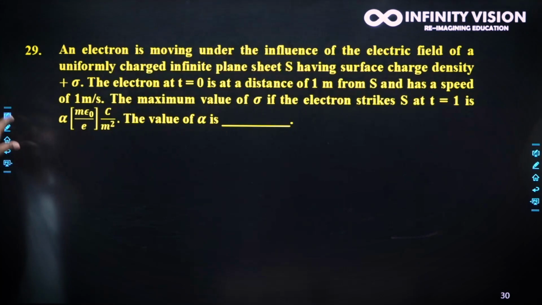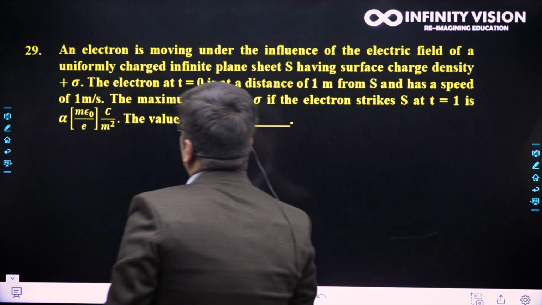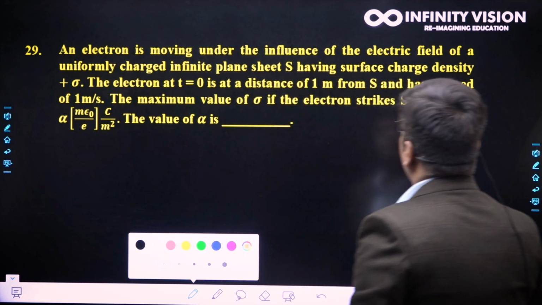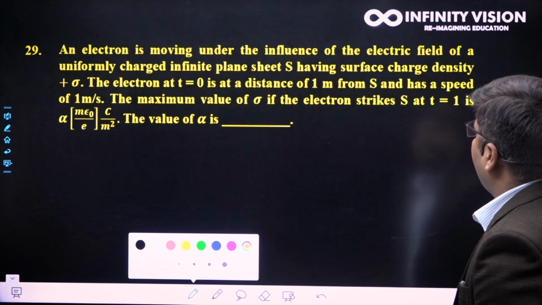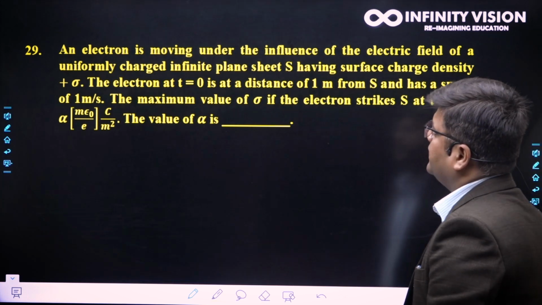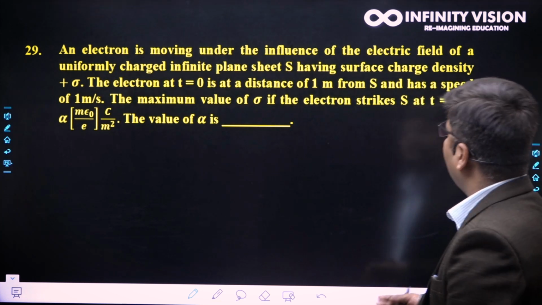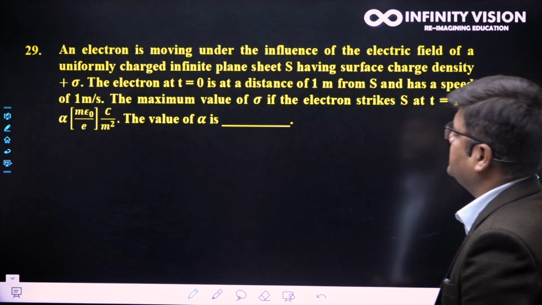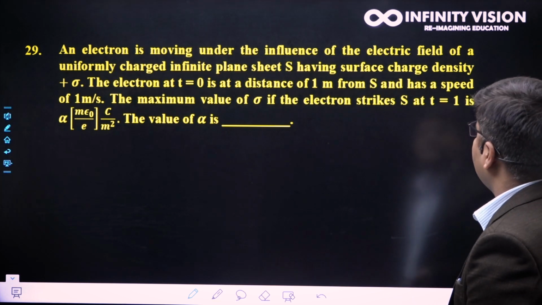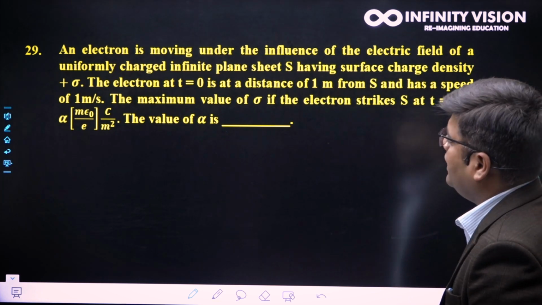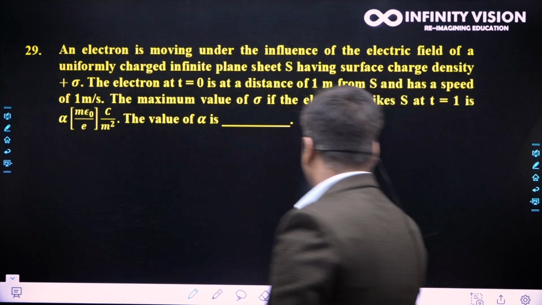Coming to question number 29: an electron moving under the influence of the electric field of a uniformly charged infinite plane sheet S having surface charge density plus sigma. The electron at t equal to 0 is at a distance of 1 meter from S and has a speed of 1 meter per second. The maximum value of sigma if the electron strikes S at t equal to 1 is alpha m epsilon naught by e coulomb per meter square. The value of alpha is.